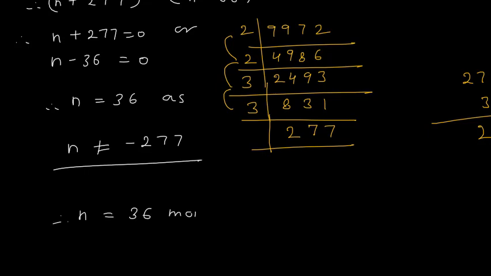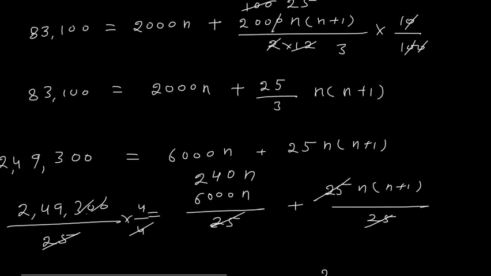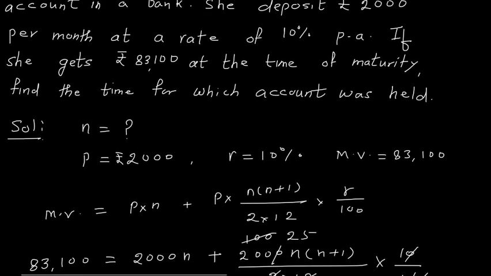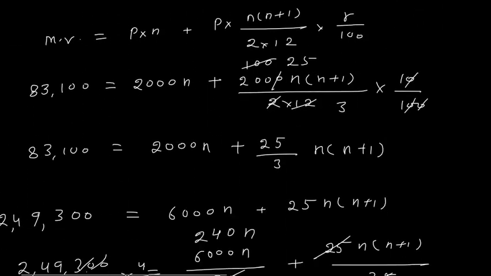36 divided by 12 is equal to 3 years. So in the problem you have to find the time, and the time we got is 3 years. Okay, so by this we finish this exercise.